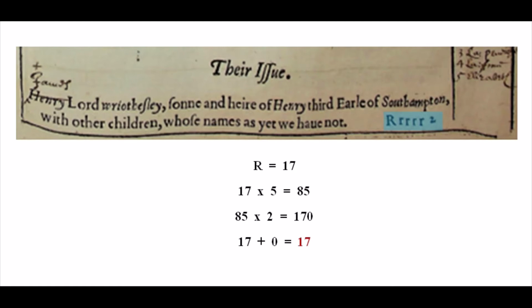Also on Wriothesley's page, there might be something going on with the collation mark. With gematria, r is equal to 17. There are 5 r's here, followed by a 2. R, or 17, times 5 equals 85. 85 times 2, the number that follows the r's, equals 170. 170 can be added as 17 plus 0, giving us 17. Is that a coincidence? Maybe, but there's another way to interpret this.